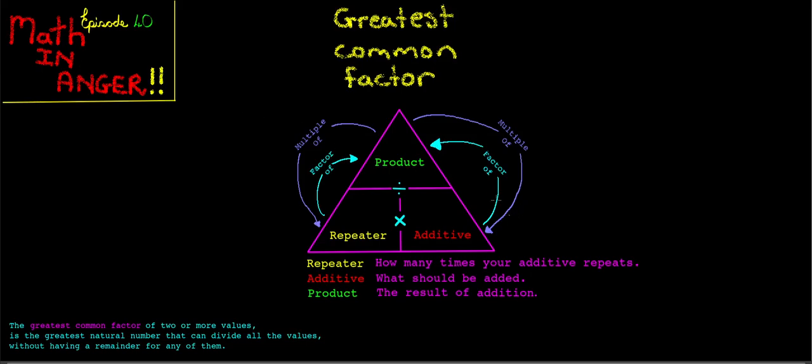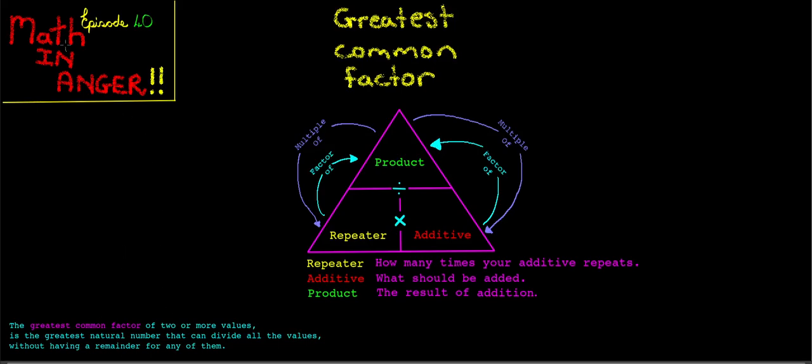Right. You now know from previous episodes that your additive here is a factor of your product, and your product is a multiple of your additive. Your repeater is a factor of your product, and your product is a multiple of your repeater. All right? So let's go and calculate the greatest common factor for some values here.